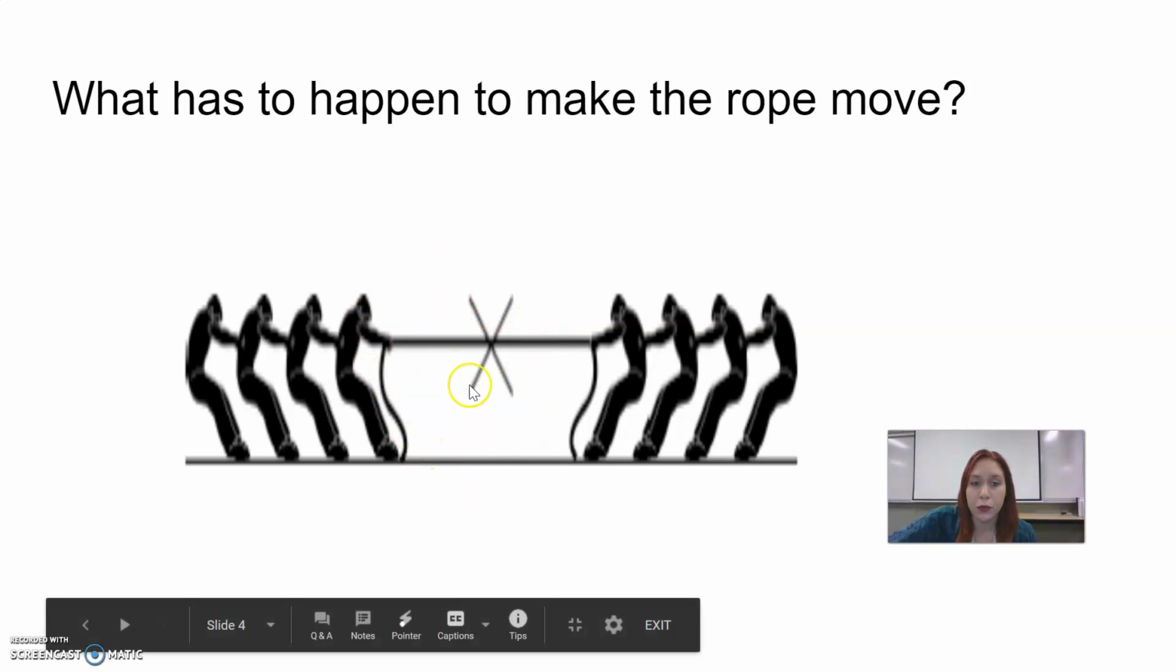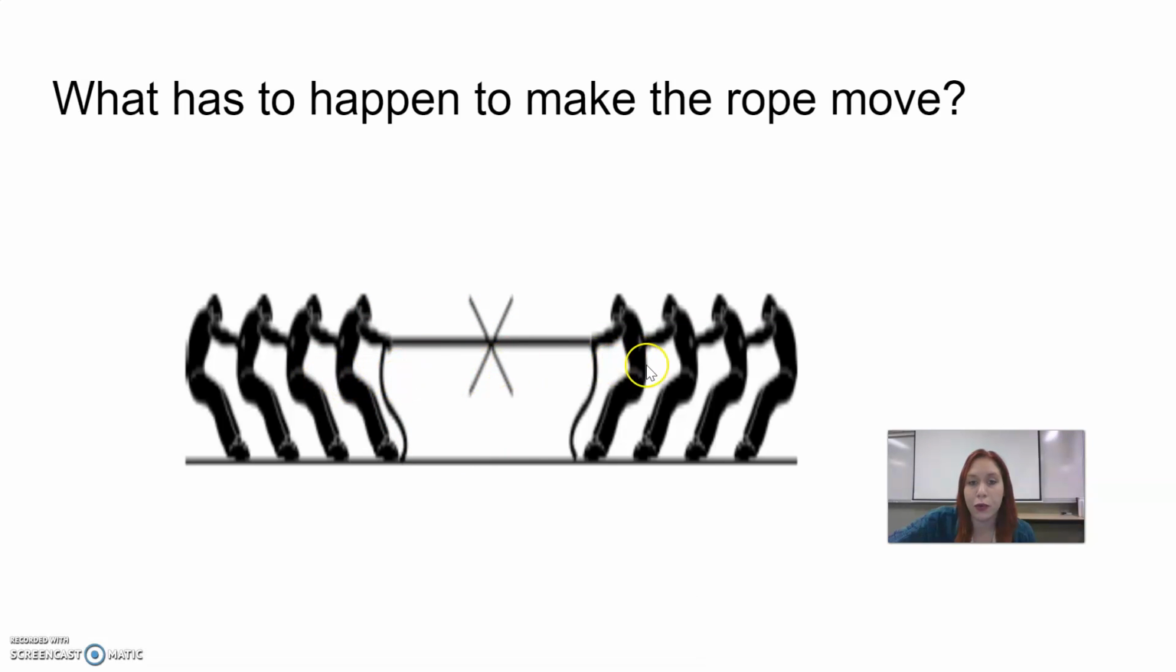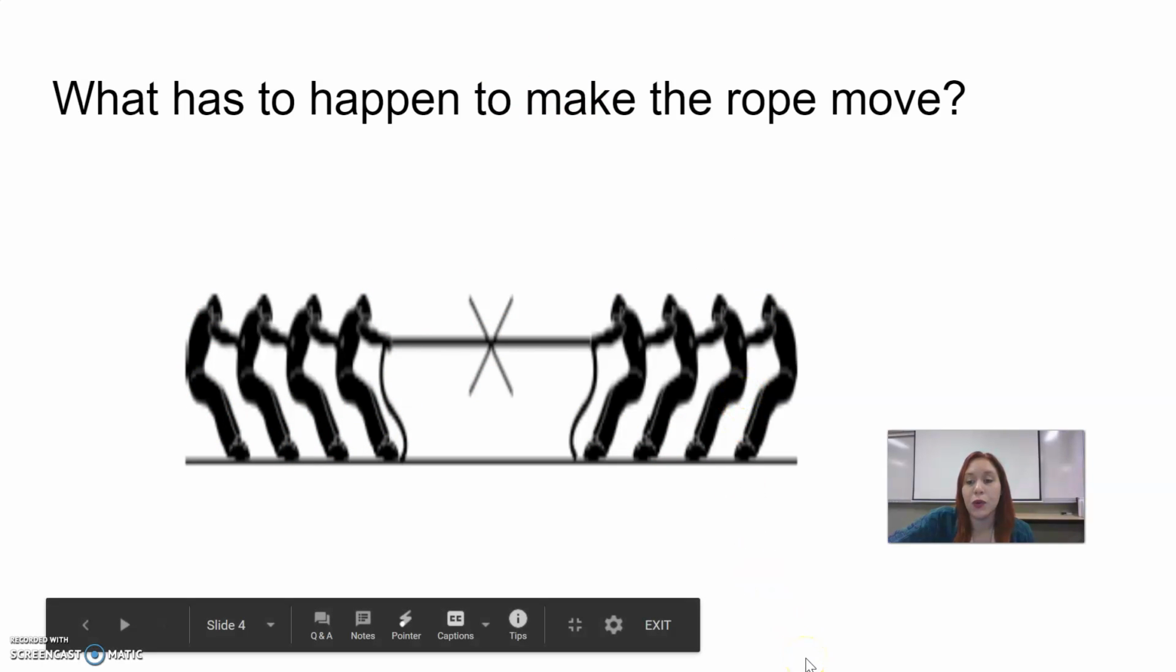In order to make this rope move, one team would have to have more force on their side. If we wanted the rope to stay still and not change motion, then the forces on each side of the rope would have to be equal or balanced. In order for the rope to move, it has to be unbalanced, and unequal force will cause it to move. It doesn't matter how many people are on each side. All that matters is that one side has more force than the other.